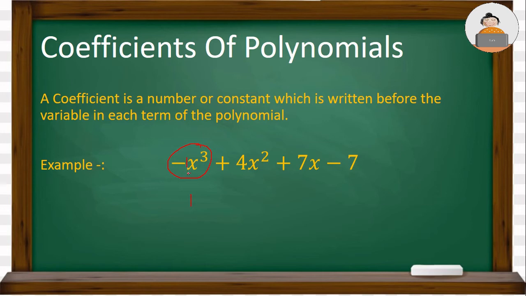Then the coefficient of minus x cube will be minus 1. The second thing we have to note carefully is the sign, because if I write only 1, then it would be the wrong answer because there is a negative sign. So we will write minus 1 as the coefficient of this term. Next term is 4x square. So the coefficient of this term will be 4.